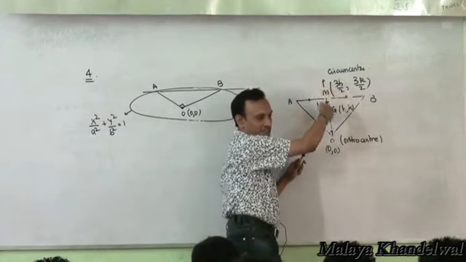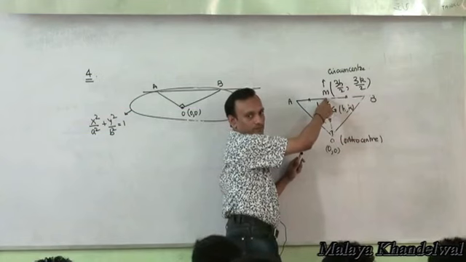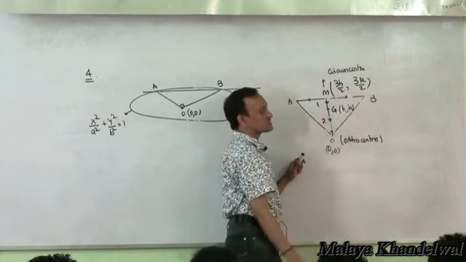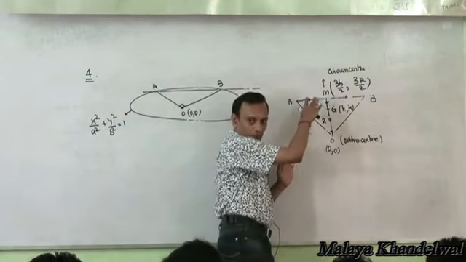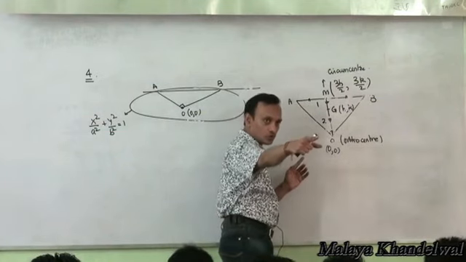You can just use the external section formula to arrive at the coordinates of M. M divides OG externally in this ratio, or either way you feel comfortable. But I hope all of you will be able to arrive at the coordinates of M using the section formula one way or the other. Yes or no?